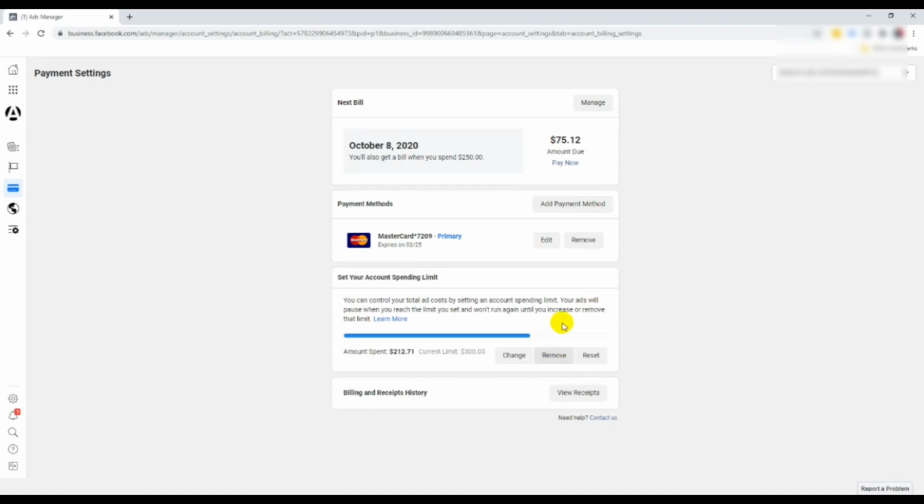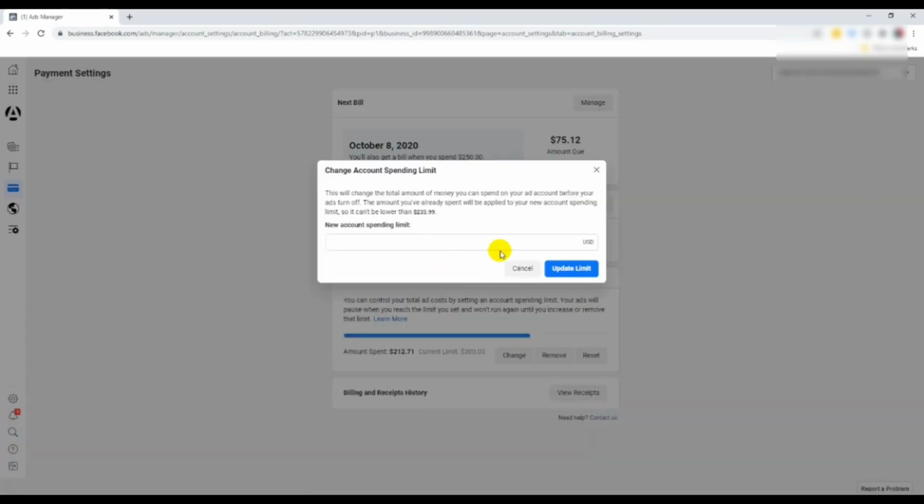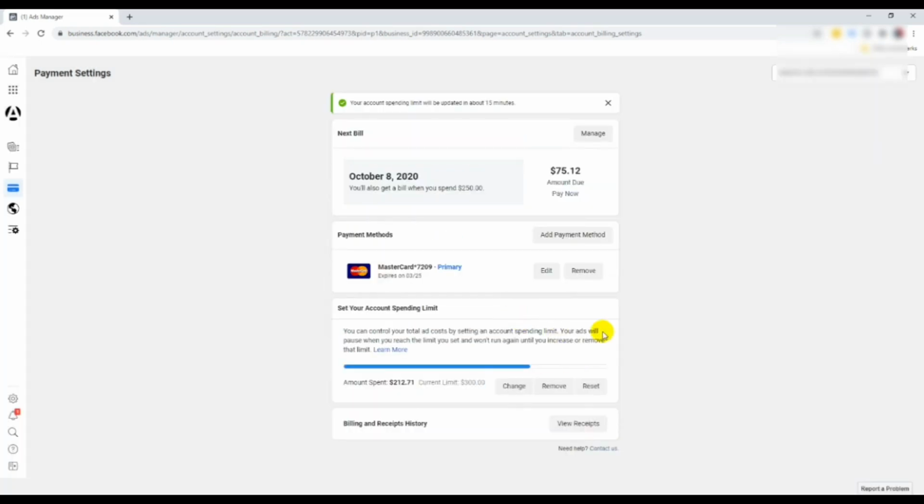Now, by default, if your account is brand new, you're going to see that there's no account spending limit, and that's exactly what we're going to set. So you're going to click on change, and we can put in any amount that you want. This account's currency is in US dollars, and currently this is set to 300 USD, and I'll click on update limit. So what happens is that after an ad spend of 300 US dollars, the account will stop spending.